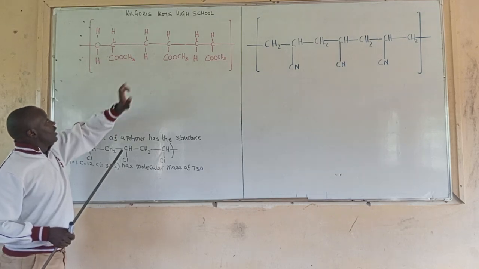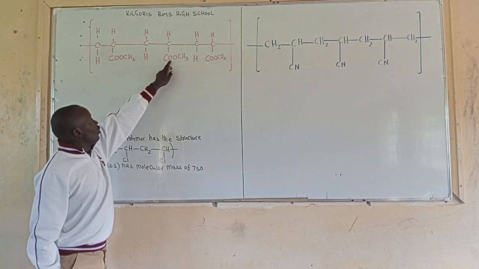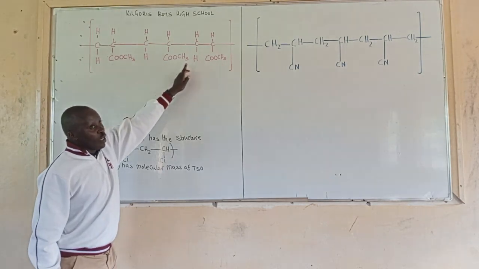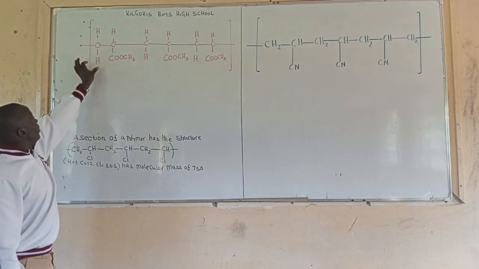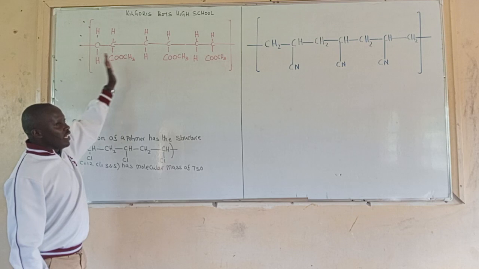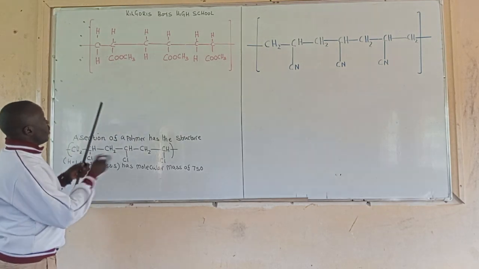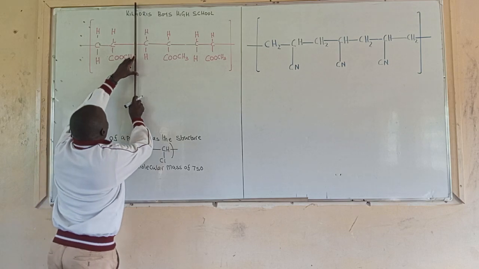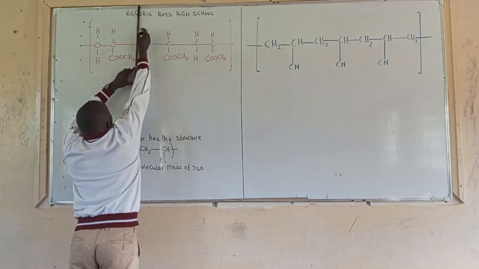COOCH3. Then we have this one, it has repeated here, COOCH3, and of course it has repeated there. You can also see this hydrogen has been repeated here. So where there is a repetition, you just draw the boundary from there. So we just have a monomer from here.